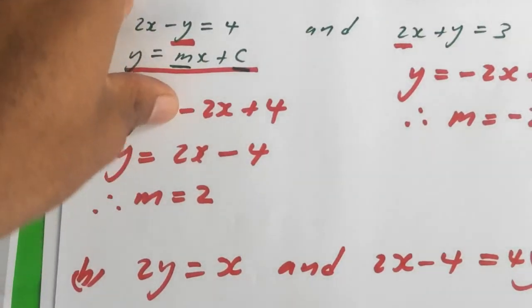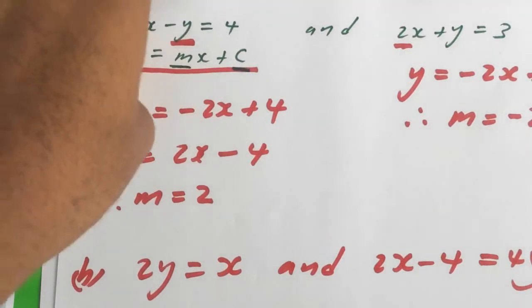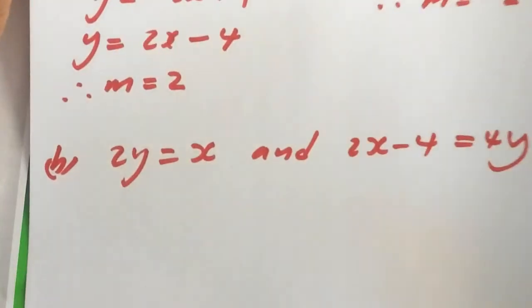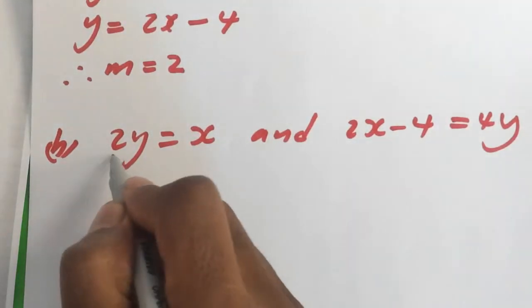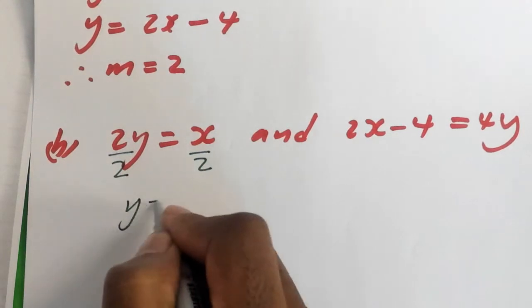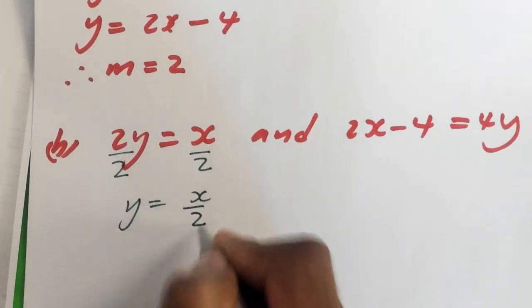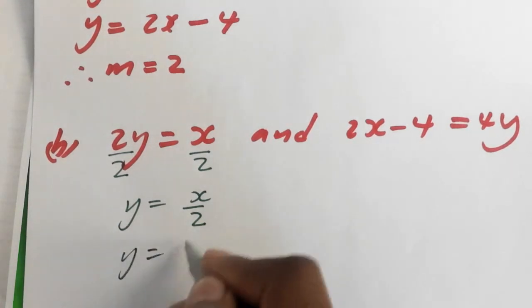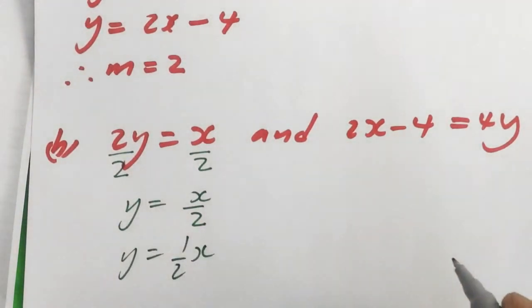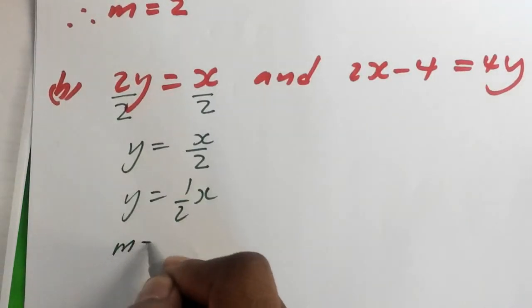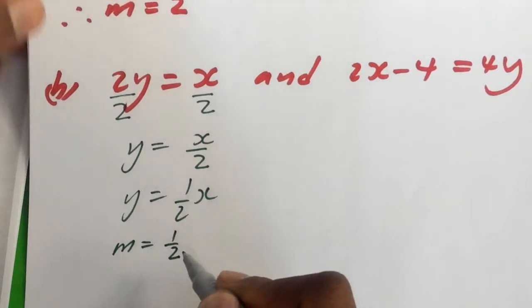Is this in the standard form? You ask yourself first. No, it's not in the standard form. For me to determine the gradient, it must be in the standard form. So we divide by 2 there, divide by 2. Then we get that y equals x over 2. Guys, and x over 2 is the same as what? Half x. The same thing. So what is the gradient for our line 2? m equals half. Okay, beautiful.